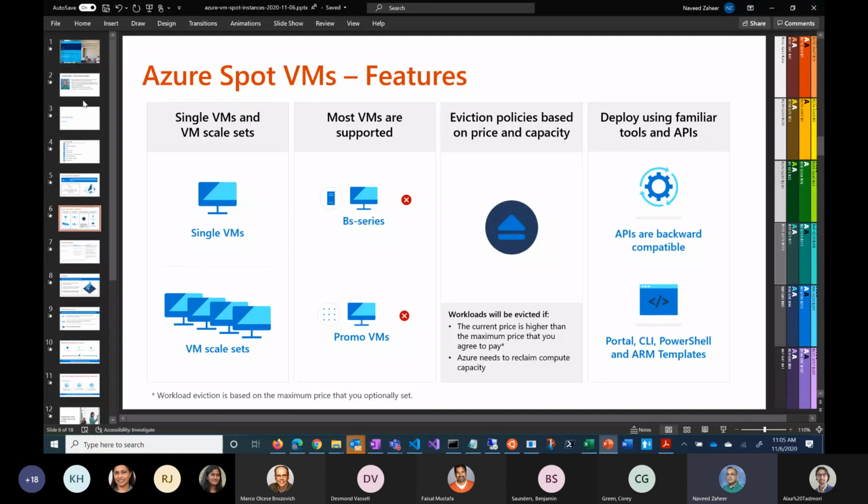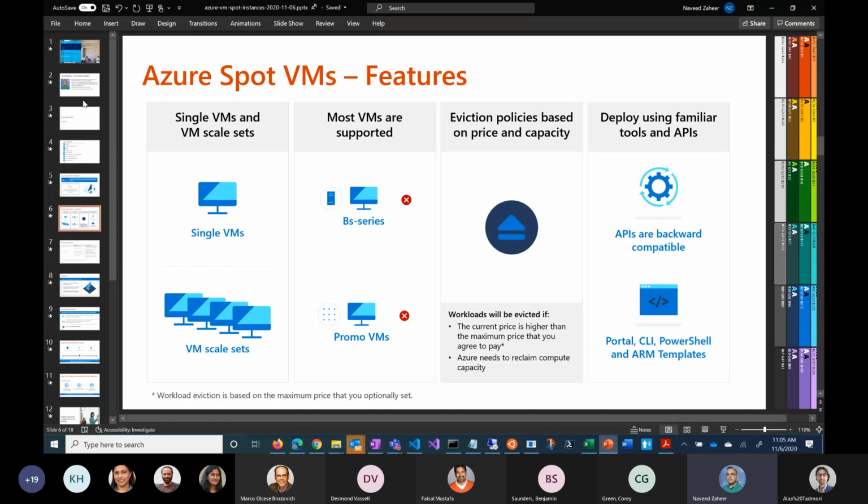First of all, you can run Windows virtual machines. You can do a single VM as a Spot VM, or you can do a VM scale set as Spot VMs. Burstable VMs are not supported. Also, in Azure you sometimes have VMs with a prefix of promo, and those are not supported either. So those two VM types are not supported.